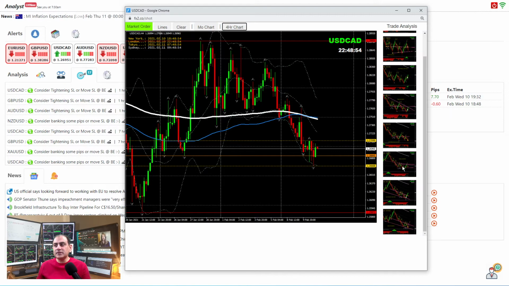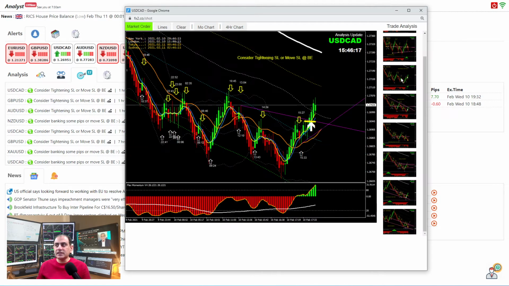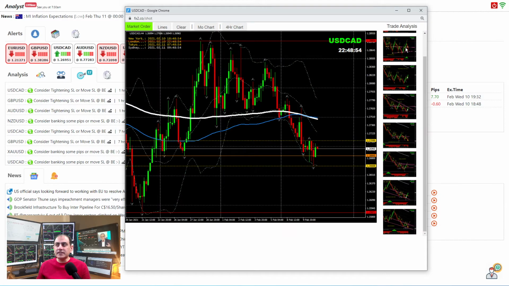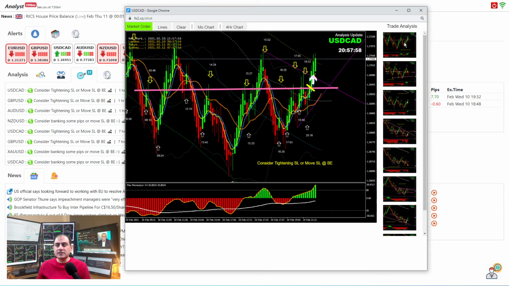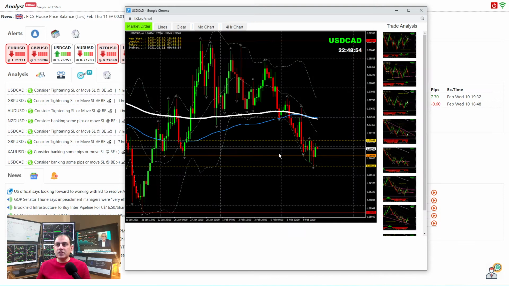You can see here, based on this one, we did another analysis and banked beautiful pips, which my traders already banked. And then afterwards, we did another analysis, you can see here. And right now, the price has already broken, and now we are looking for a long trade.